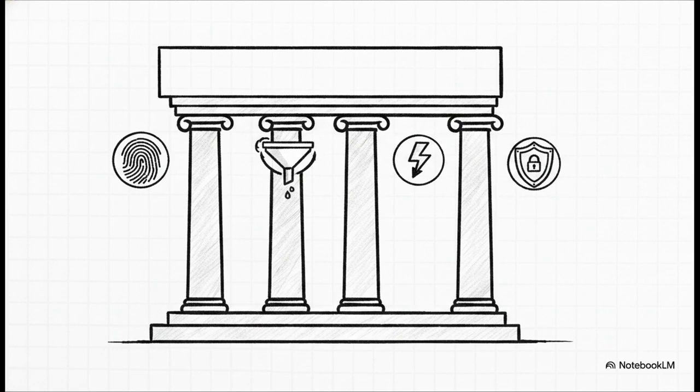They typically span 4 load-bearing pillars. You have to verify the product's identity, rigorously map its purity and impurity profiles, conclusively prove its biological potency, and of course, confirm absolute safety-related attributes. Basically, if an attribute doesn't fall into one of these 4 buckets or directly impact the clinical outcome, it probably isn't a critical quality attribute.